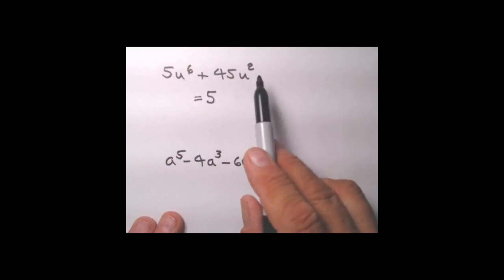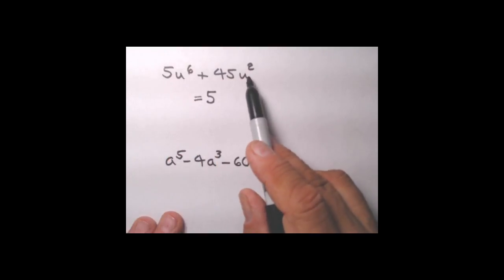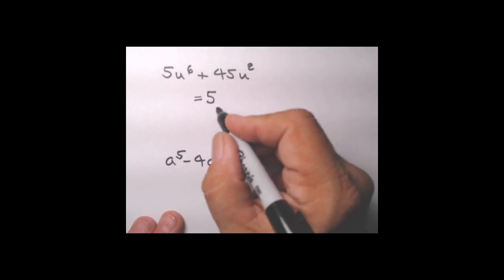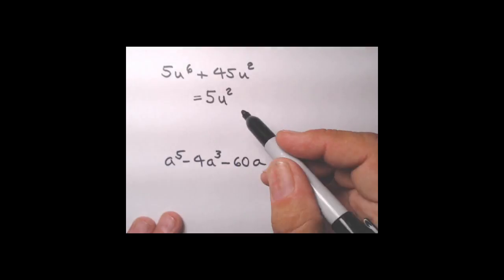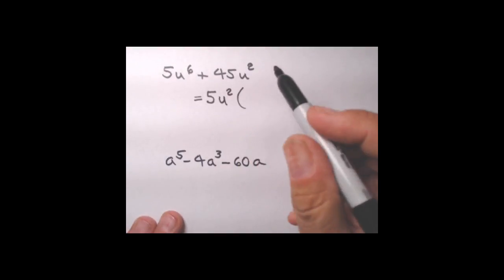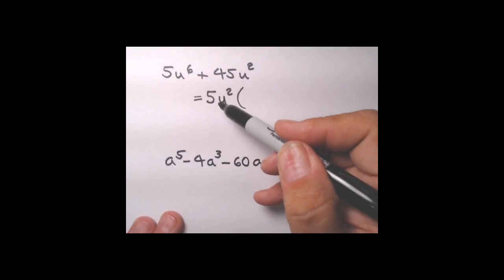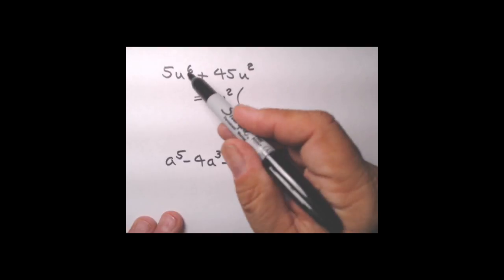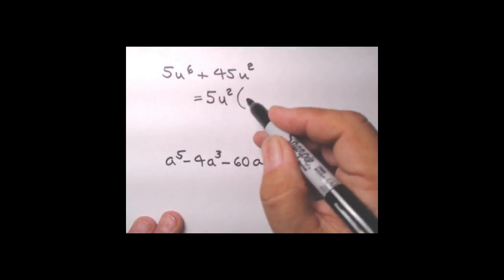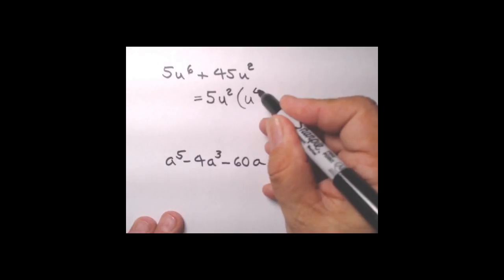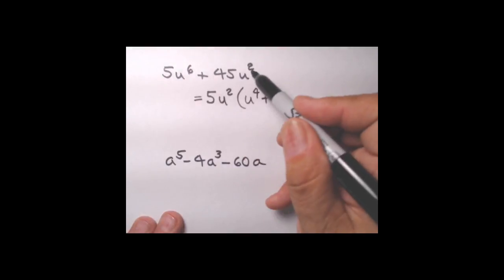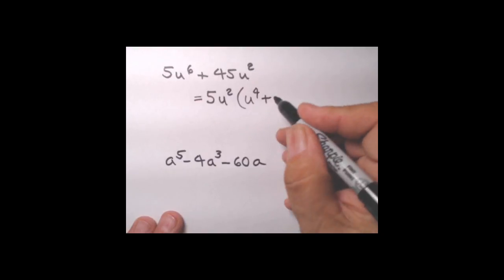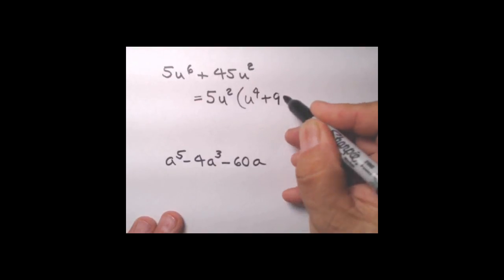I use all of these up. Remember, the term that has the lowest power of the variable sets the limit. So 5u squared is the GCF. Now the leftovers: what do I have to multiply 5u squared by to make it look like 5u to the 6th? Well, u to the 4th. And then we have a plus sign. What do I have to multiply 5u squared by to make it look like 45u squared? Well, I think it's just plain 9, isn't it?